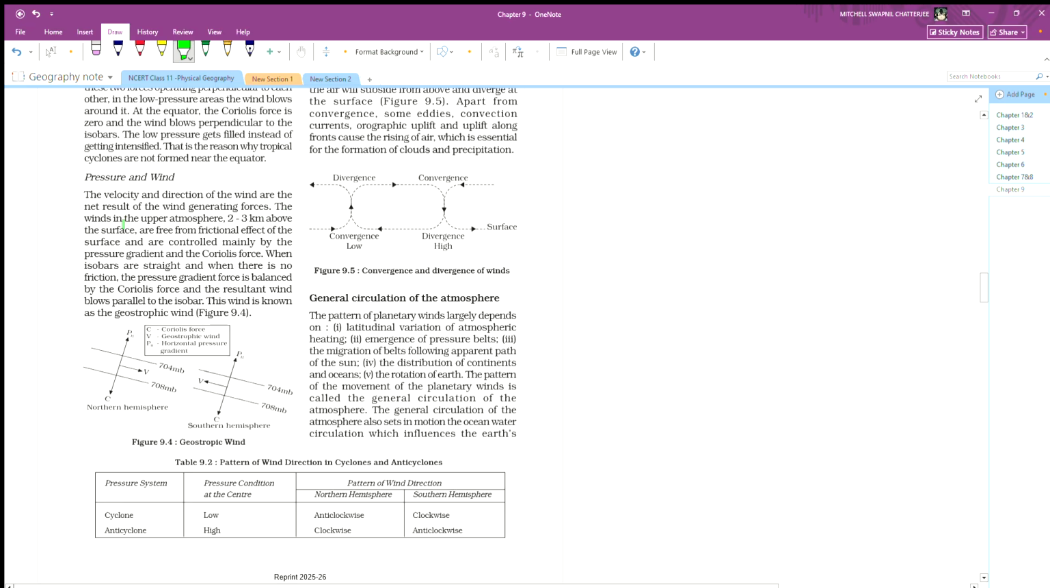Okay, the winds in the upper atmosphere, that is 2 to 3 kilometers above the surface, are free from the frictional effect of the surface and are controlled mainly by the pressure gradient and Coriolis force. So when we get questions like which forces act on the upper atmosphere, we'll say that the pressure gradient force and the Coriolis force act.